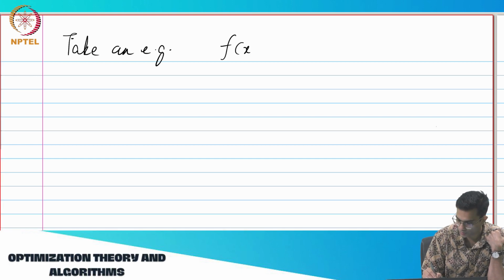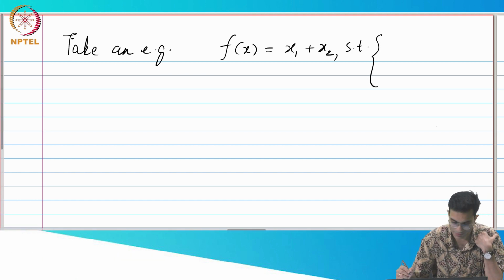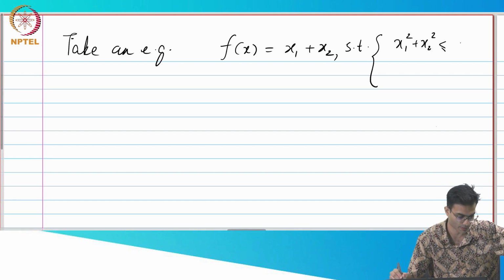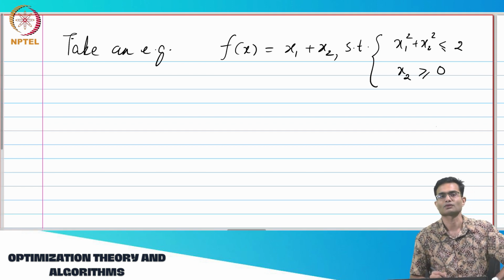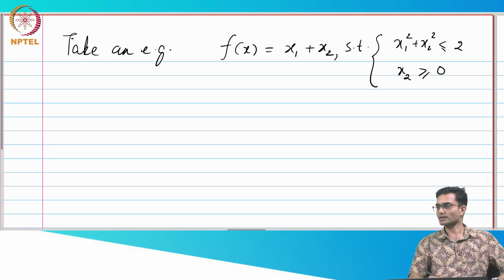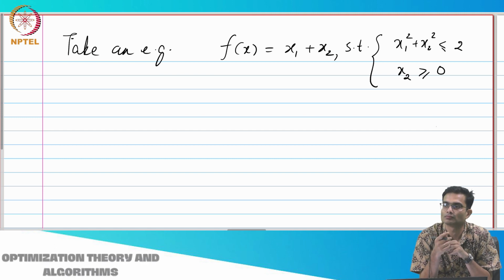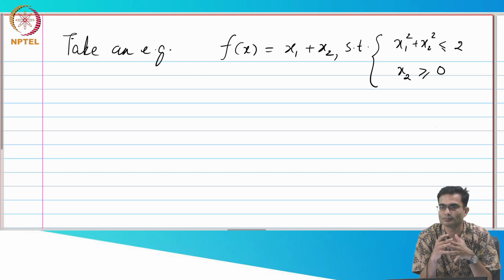I'm going to take my good old objective function x1 plus x2, okay, and I'm going to give you two constraints in the following way: x1 squared plus x2 squared is less than or equal to 2, x2 greater than or equal to 0. So this is like a general problem that comes to you, right? What should be our first step? First step is actually very, very simple. It is called, I would say, standardize the problem.